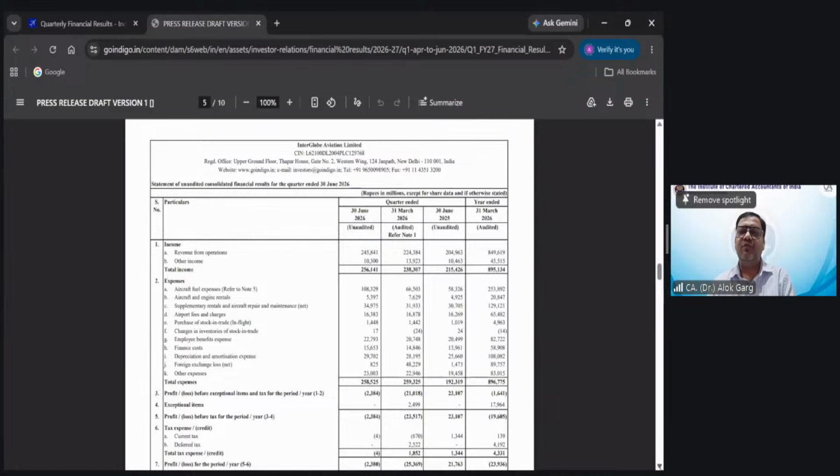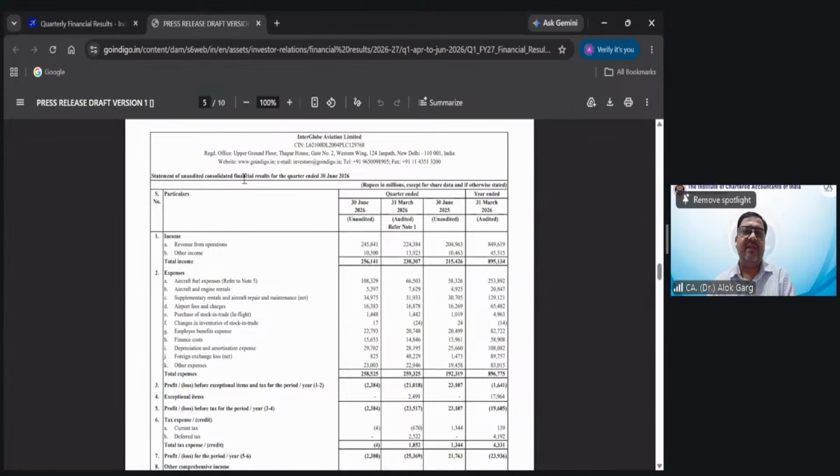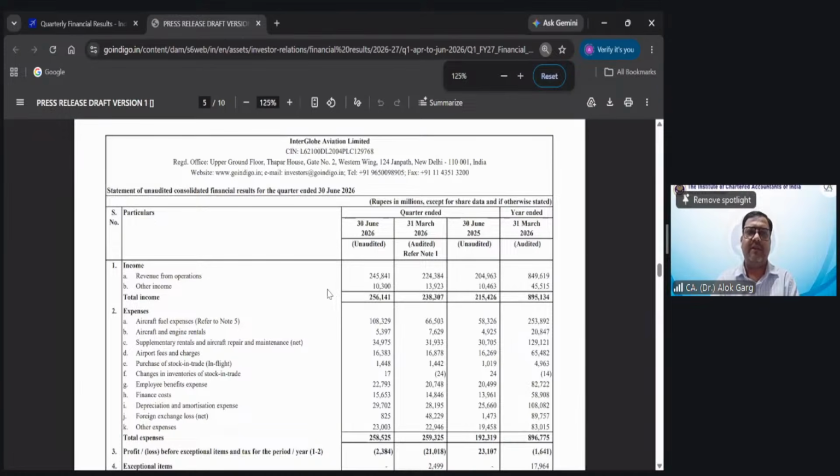Can you see the June financial results? Statement of unaudited consolidated financial results. Can you look at this result? Statement of unaudited consolidated financial results for the quarter ended 30th June 2026. Is it your financial statement format? Is it your P&L? Multiple columns are there since this result is for the quarter ended June 26.